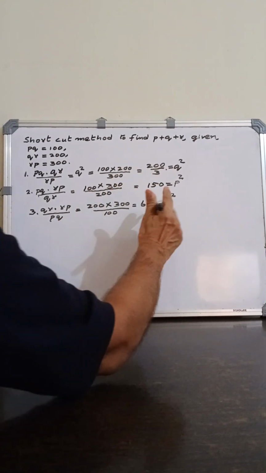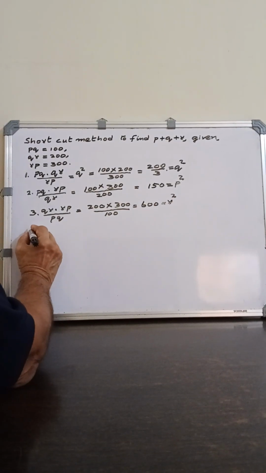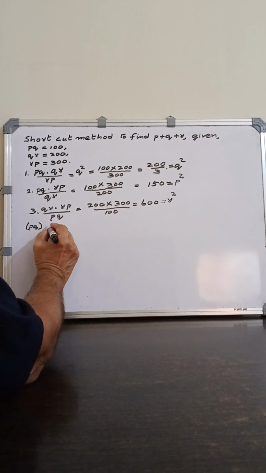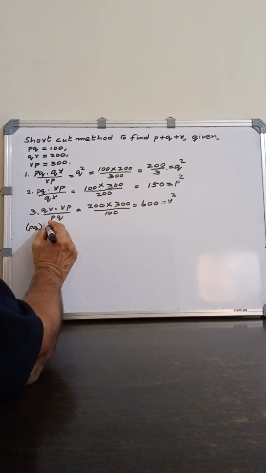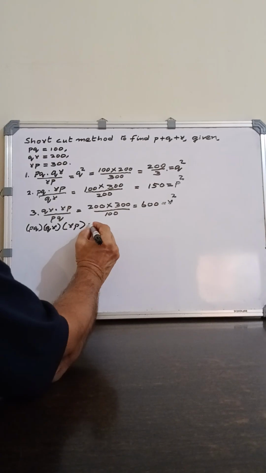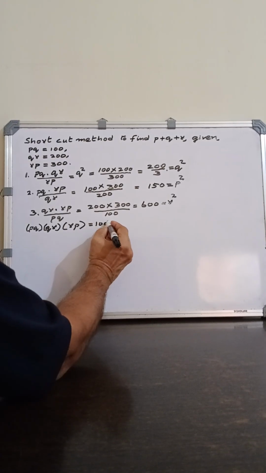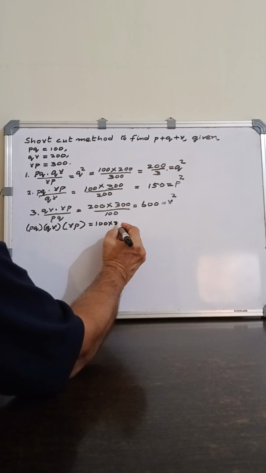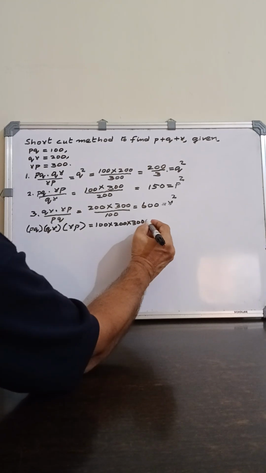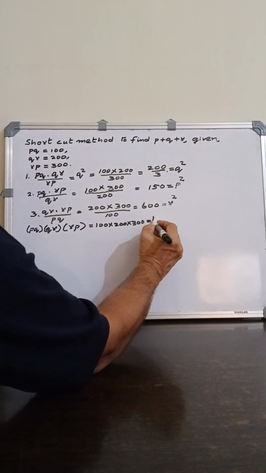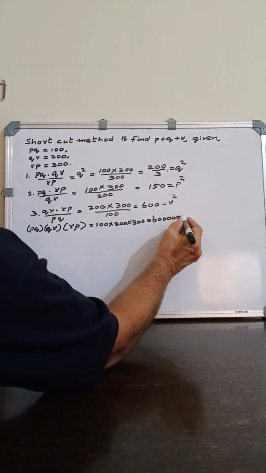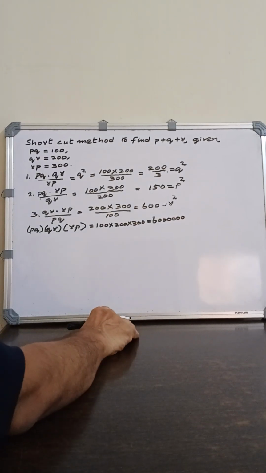Therefore PQ into QR into RP gives 100 into 200 into 300 gives 6 followed by 6 zeros.